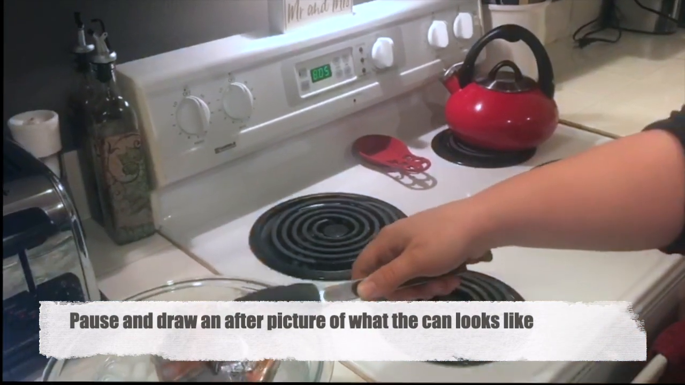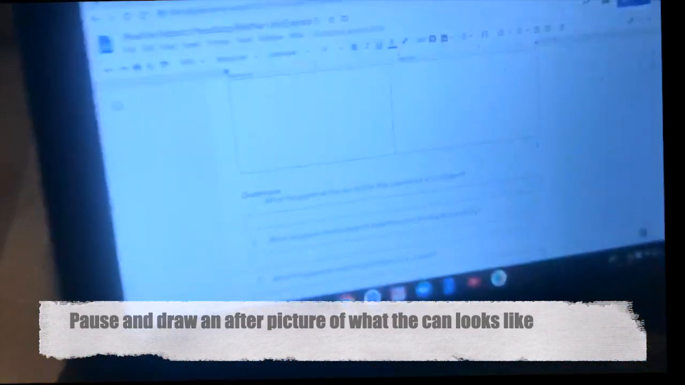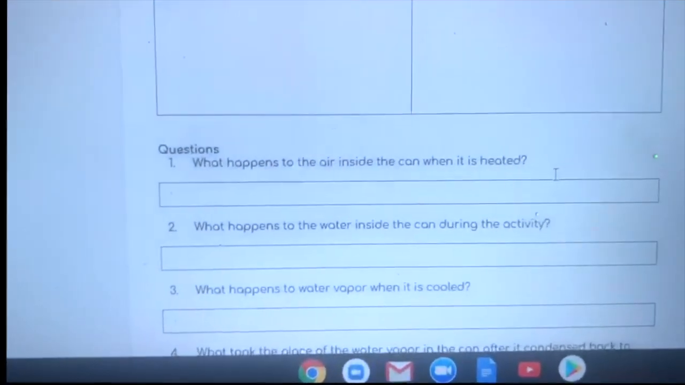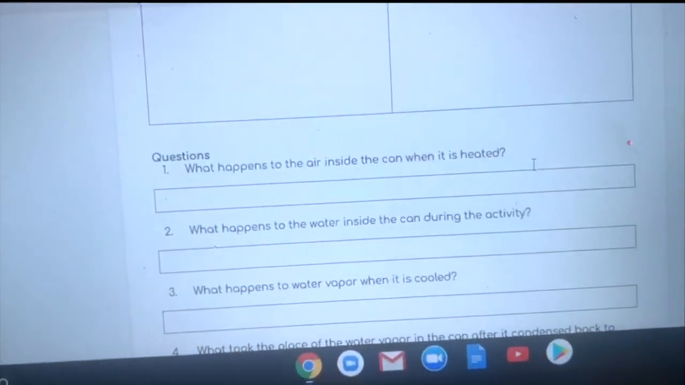Okay, once you've drawn your after, you're going to go into your assignment and answer the questions below your drawings about what happens to the air inside the can when it's heated. So we saw some steam coming up. And then what happens to the water inside the can during this activity?